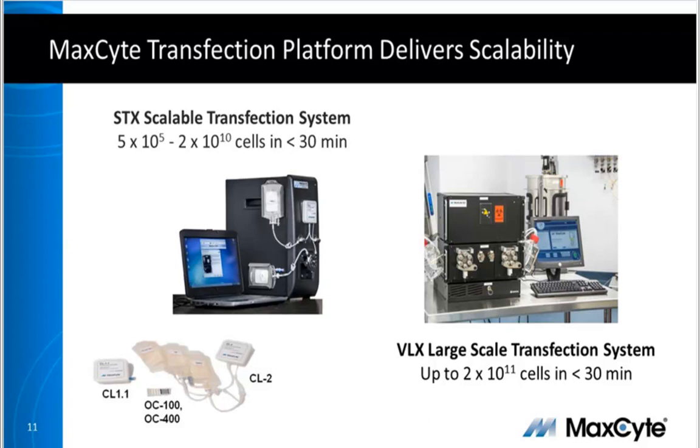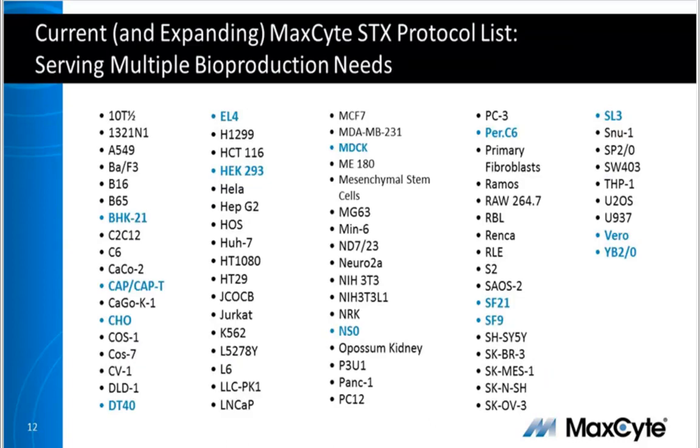biomanufacturing. Both the Maxcyte STX and VLX come with a preloaded library of electroporation protocols that Maxcyte scientists have optimized for individual cell types. Users do not need to make any adjustments to the electrical parameters. They simply select the protocol optimized for their cell type from a drop-down menu in the instrument software. This slide shows our current list of optimized protocols for over 80 different cell types. Cells commonly used for bioproduction are highlighted in blue.